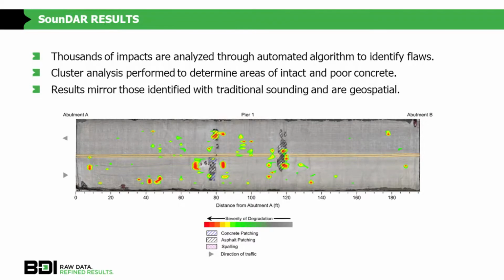See how it works? So we've essentially created a system that mimics chain drag. We use that system to follow up with our GPR and infrared and HRV systems to identify how we can truly capture all the degradation information from the bridge deck. And then essentially we've automated a system that can analyze thousands of impacts very quickly. We perform a cluster analysis, and that result essentially mimics what we get with traditional sounding and impact echo combined.